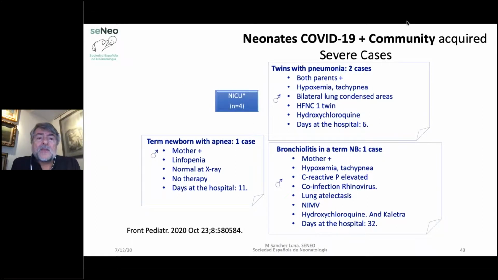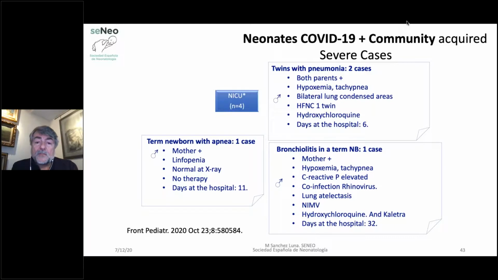Who were the babies that needed to be admitted to the ICU? 4 cases. 2 were twins with pneumonia. Both the parents were positive with the COVID, and the babies were doing well and were discharged from the hospital after 6 days. They were treated in this hospital, again, because at the beginning of the wave, there was some concern about giving this kind of medication. Today, we know that there is no room for treating these babies.